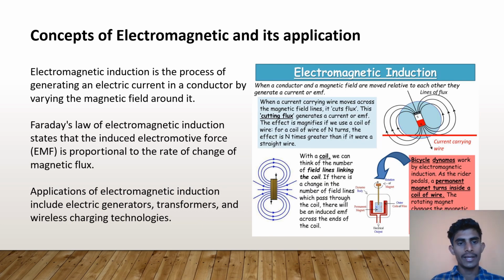Next, electromagnetic induction is the process of generating an electric current in a conductor by varying the magnetic field around it. Faraday's law of electromagnetic induction states that the induced electromotive force, EMF, is proportional to the rate of change of magnetic flux. That is called the induced electromotive force.